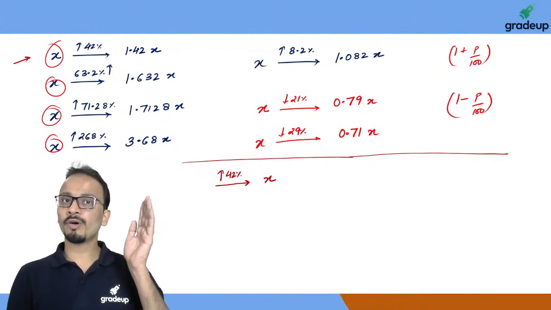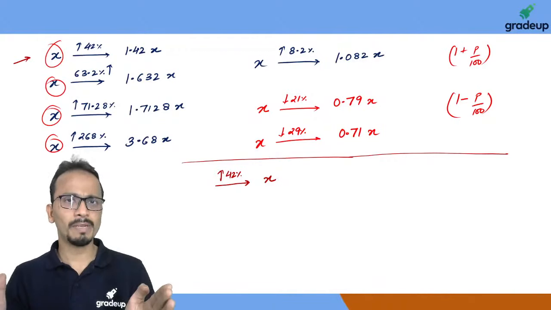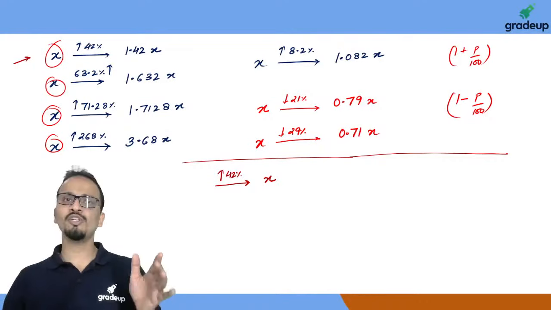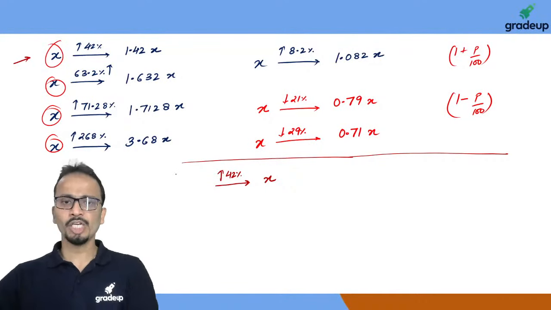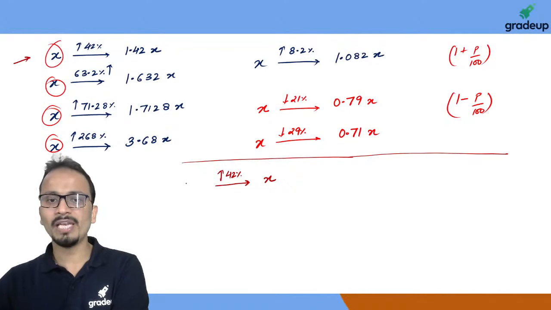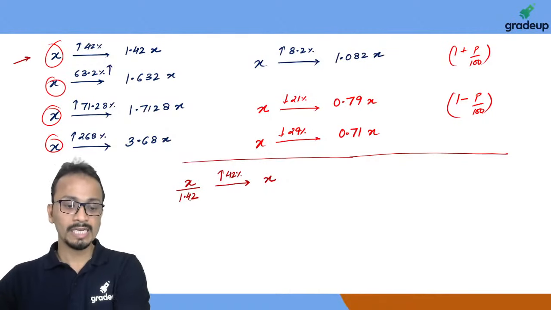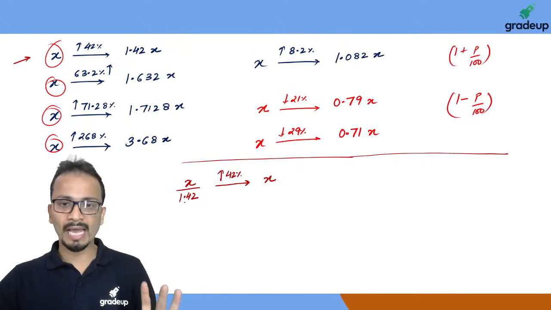Now, if I'm going from initial value to the final value, this factor will be multiplied, and if I'm going from final value to the initial value, this factor will be divided. So in this case, the initial value, if you want to obtain, will be x divided by 1.42. It's as simple as that. All right, am I clear?